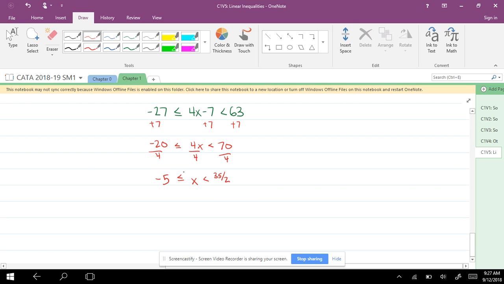So x is greater than or equal to negative 5. x is less than 35 halves. That's going to leave my interval notation as bracket negative 5, comma, 35 halves, parenthesis. So it's everything in between, including negative 5, but not including 35 halves.